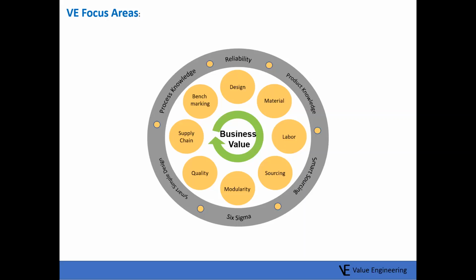And all the other outer things are enabling functions like reliability, product knowledge, smart sourcing, Six Sigma, smart simple design, process knowledge. So if you have this enabling knowledge, then you can make a successful medical device with optimum cost.